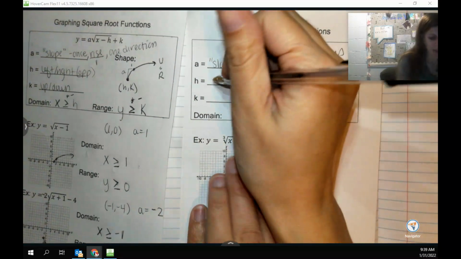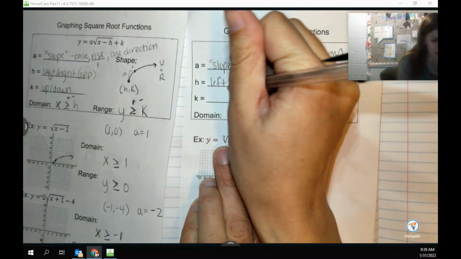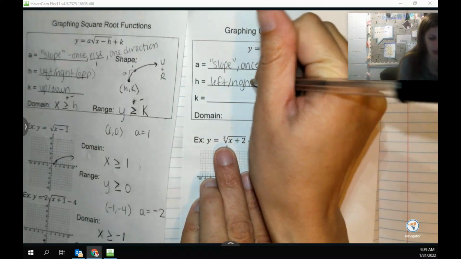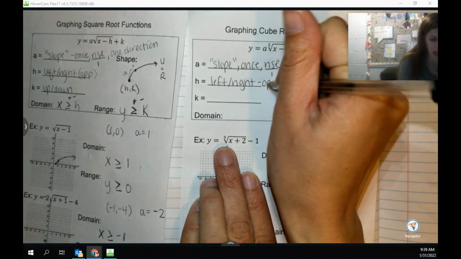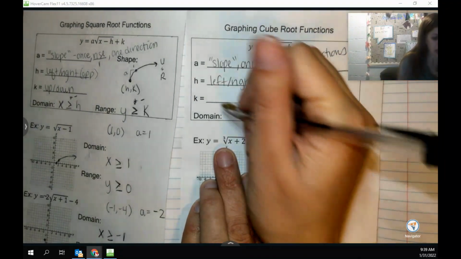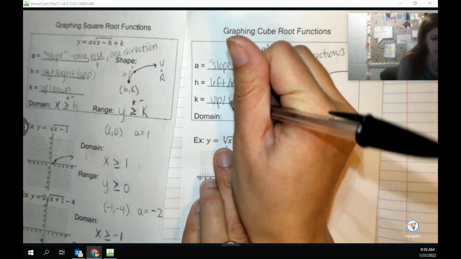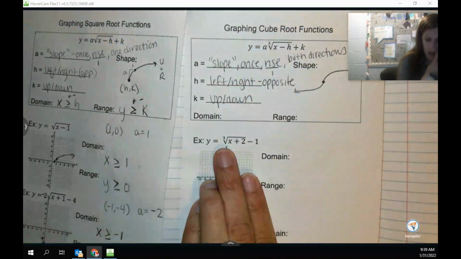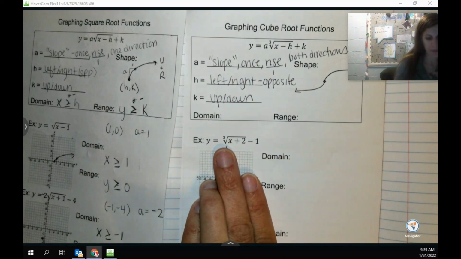Anyways, h is still left and right movement, and it's opposite of what we see. So inside is always opposite. And then k is our up and down movement, and k always stays the same.